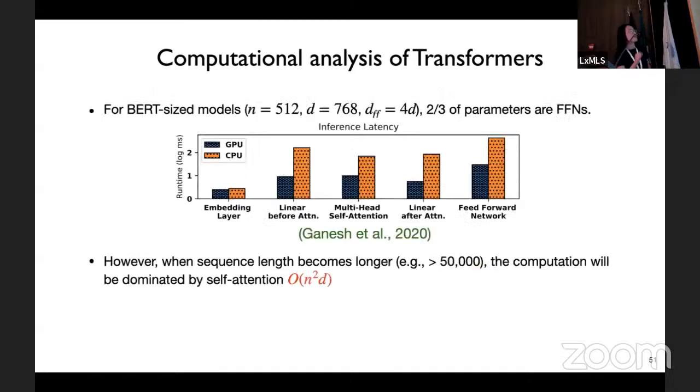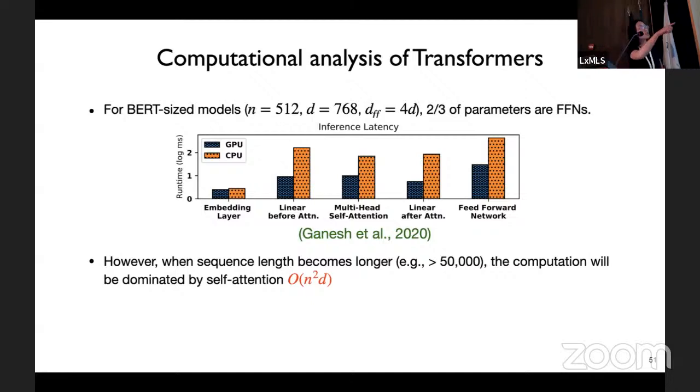But how to think about the time complexity is really important here. There's a really nice analysis here, the profiling. If you only look at the BERT-size model, what does that mean? N, the sequence length, is at most 512 tokens. The hidden size is 768. And the intermediate size is 4 times the hidden size.